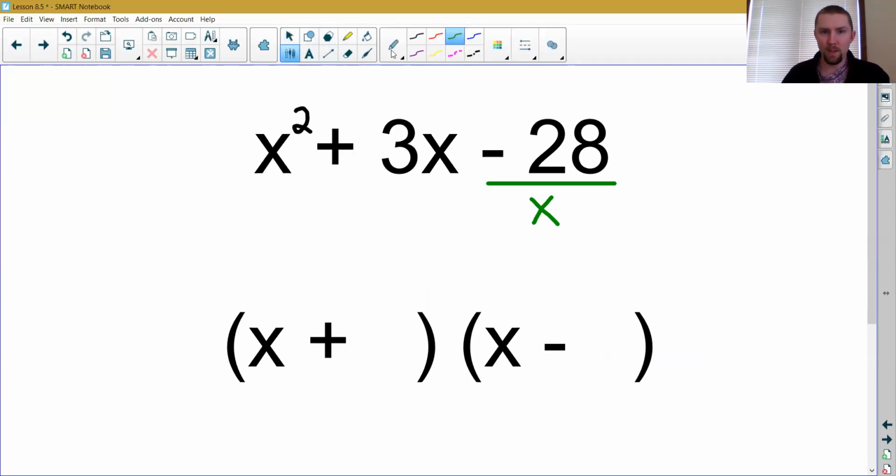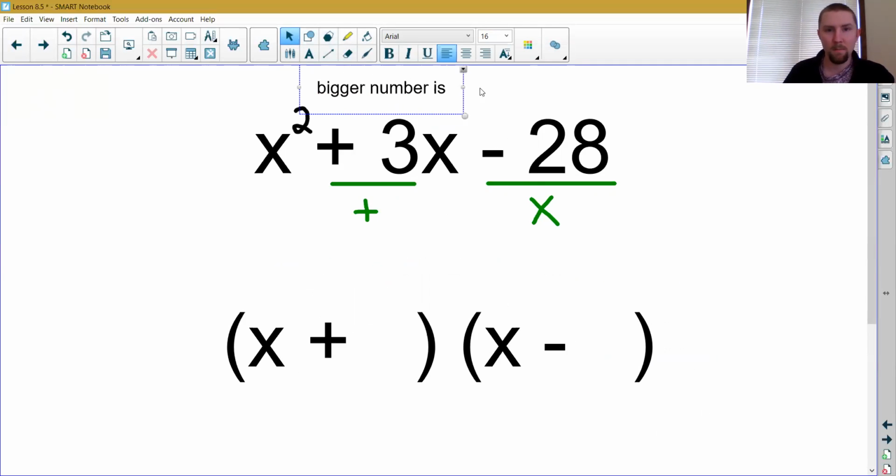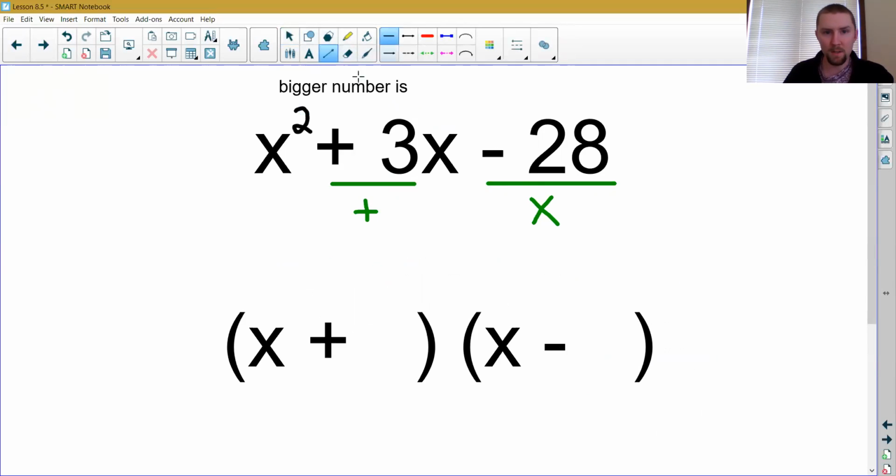And now I know also that these two numbers, one positive, one negative, they have to add together to make a positive 3. Okay, they have to add to make a positive. If they're going to add together to make a positive, and one's positive, one's negative, this tells me that the bigger number is positive, okay? The bigger number is whatever this symbol is, okay? The bigger number is whatever that symbol is. So now I'm going to ask myself the questions, not so much in the positive and negative, but what numbers could multiply together to make 28? Okay, what numbers could multiply to make 28?